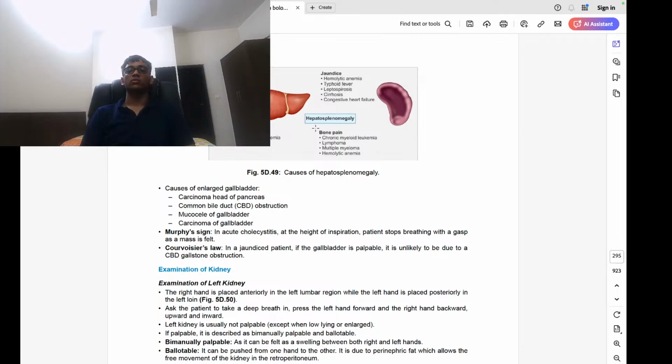Causes of enlarged gallbladder: carcinoma of the pancreas, common bile duct obstruction, mucocele of gallbladder, carcinoma of the gallbladder. Murphy's sign in acute cholecystitis: at the height of inspiration, the patient stops breathing with a gasp as a mass is felt. Then you have Courvoisier's law: in a jaundiced patient, if the gallbladder is palpable, it is unlikely to be due to common bile duct gallstone obstruction.